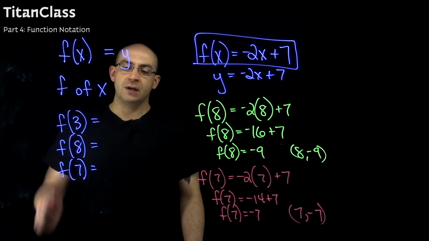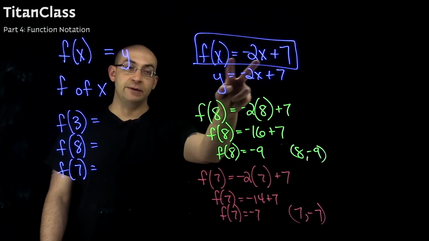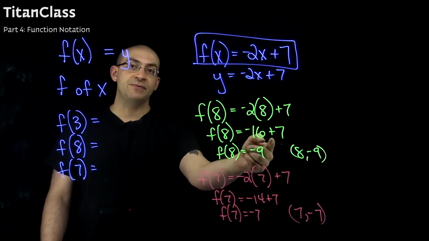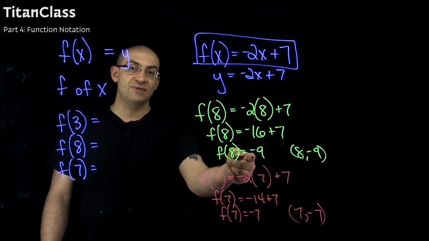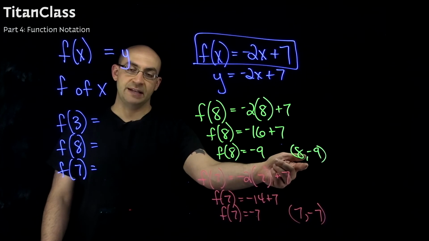So what did we do? I took that 8 for x equals 8, and I plugged it into both x values of the function. I simplified and solved. So I got negative 9 when the input was 8, meaning my domain value is 8 and my range value is negative 9.